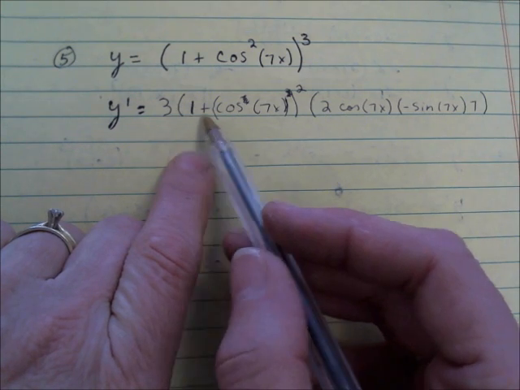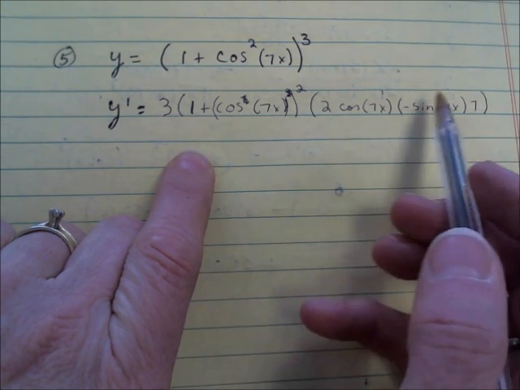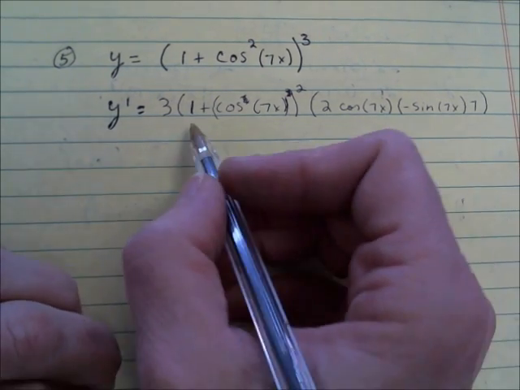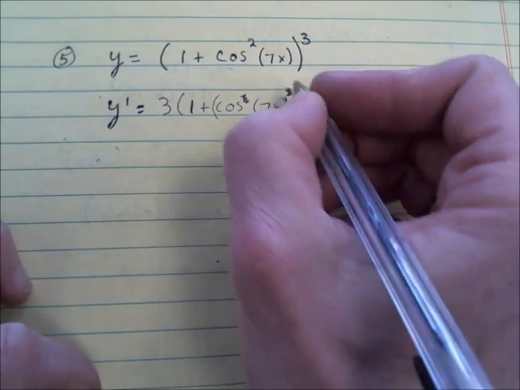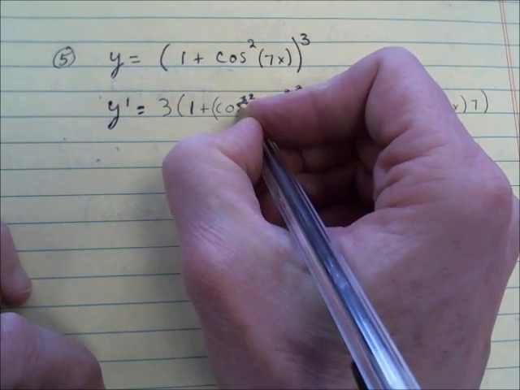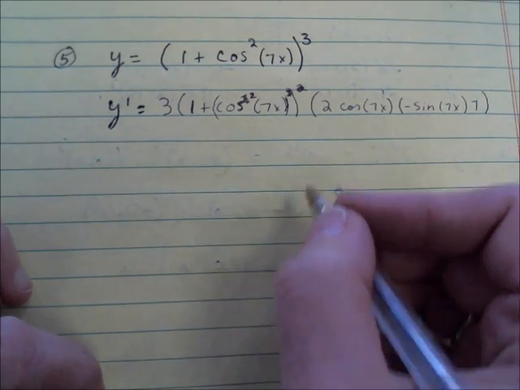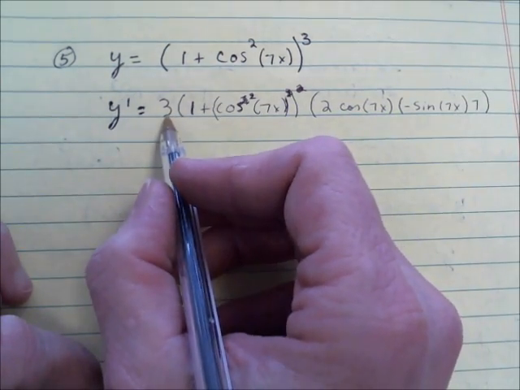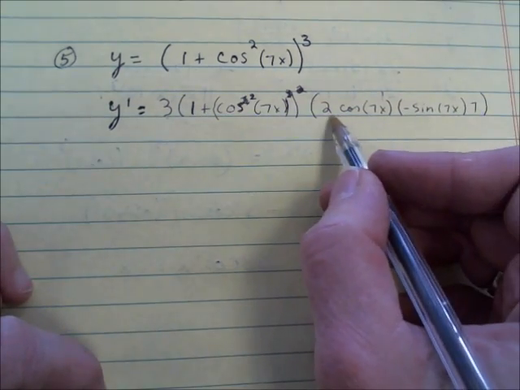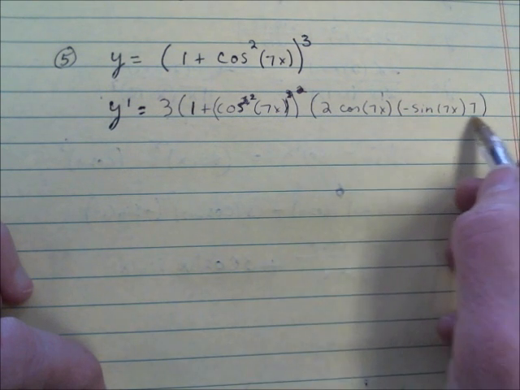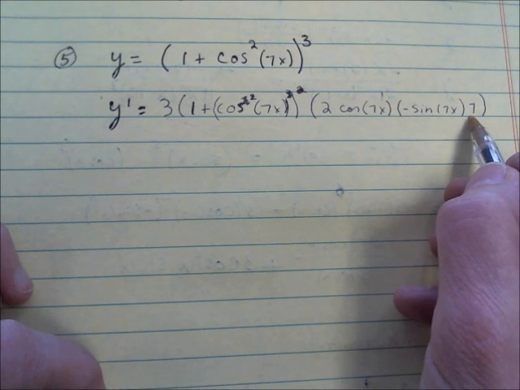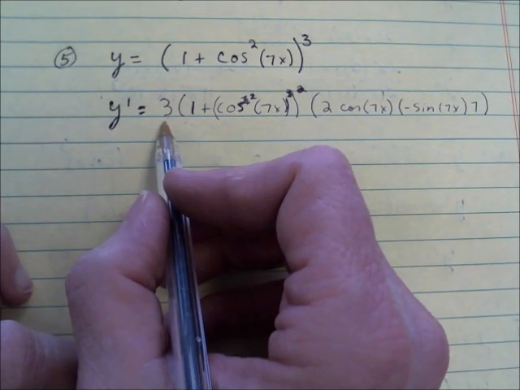And then what we have to do is clean things up a little bit, see what we can combine and what we can't combine. Well, one thing that we can't combine is this 1 plus cosine squared. I'm going to move this 2 right back down to the cosine squared here because I'm not going to take any more derivatives. So we have a 3 times this whole binomial times this, which is a monomial because this is just 2 times cosine 7x times negative sine 7x times 7. So we can multiply these factors together.